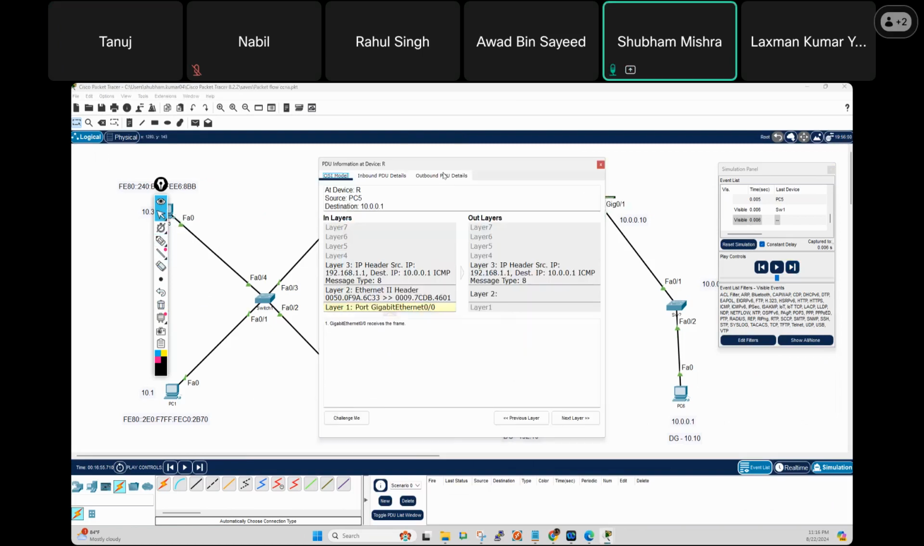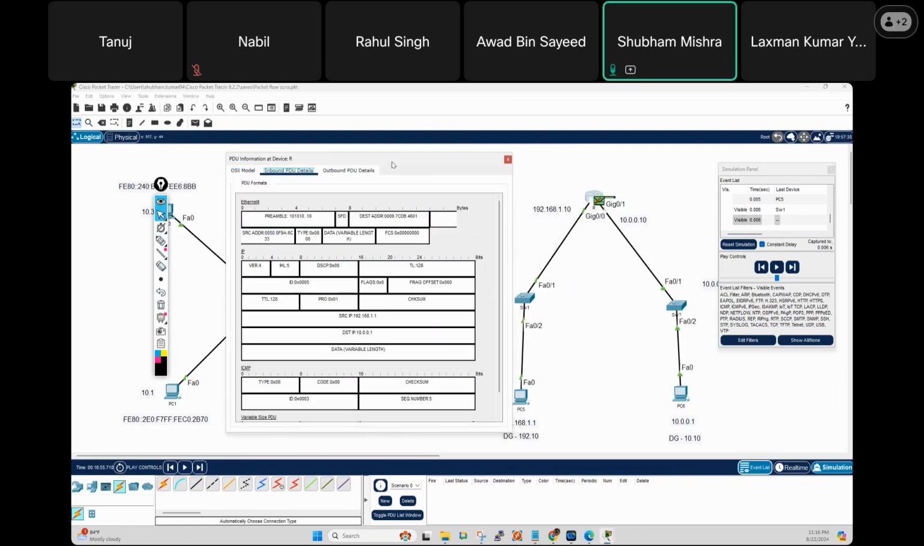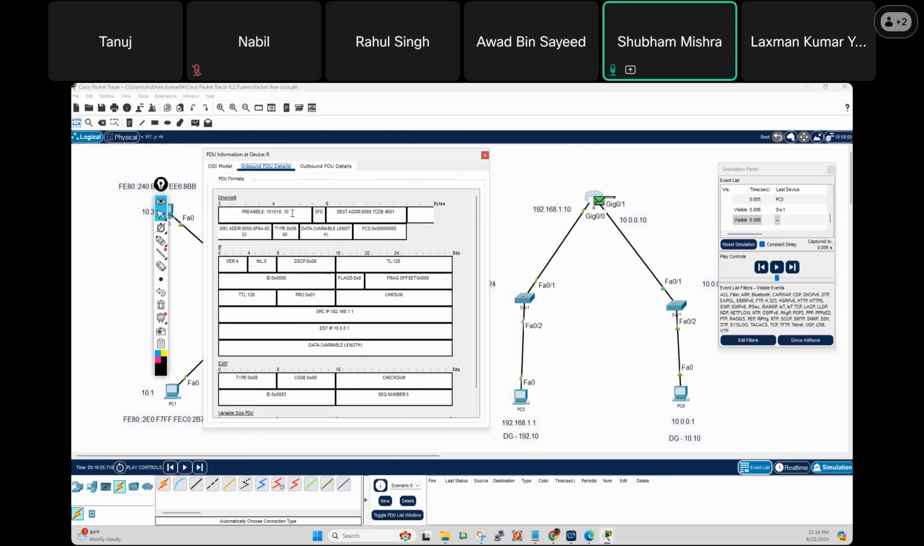I have opened this packet. This is the inbound packet. It means this is the packet the router receives. See, this is the ICMP. This is the IP. The source IP address is this one, and the destination IP address is this one. And this is the Ethernet header. So ignore this one, because a router only checks the layer 3 information. Yes?